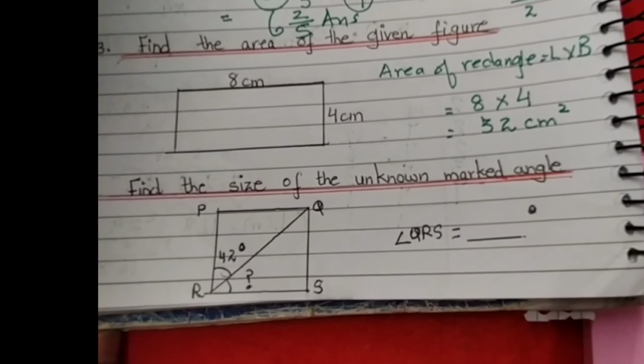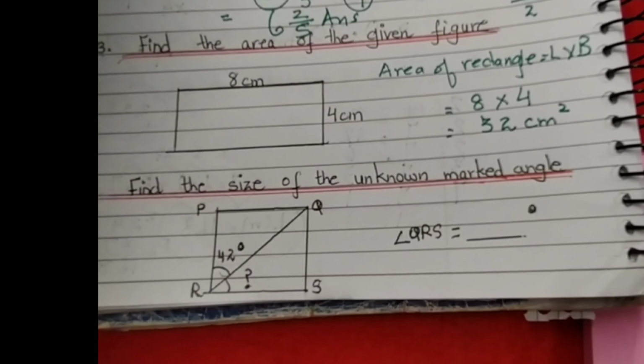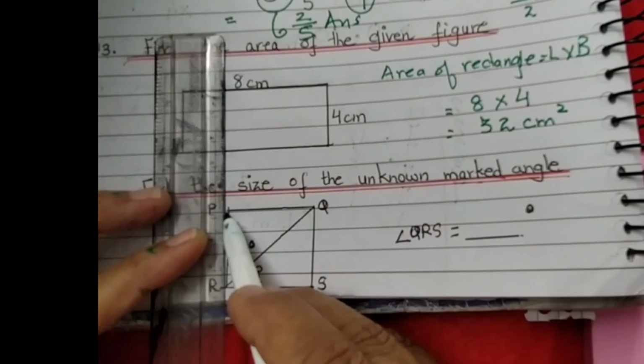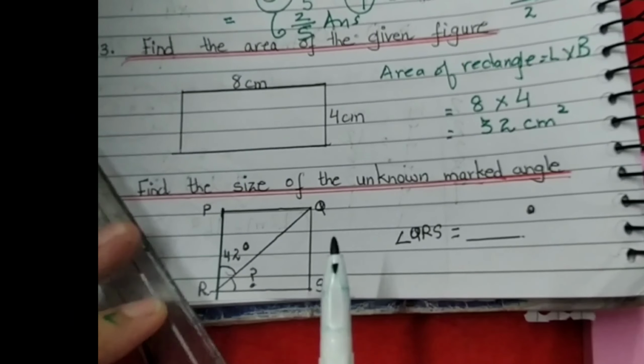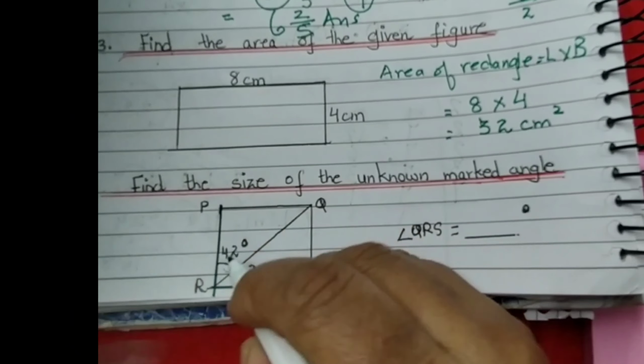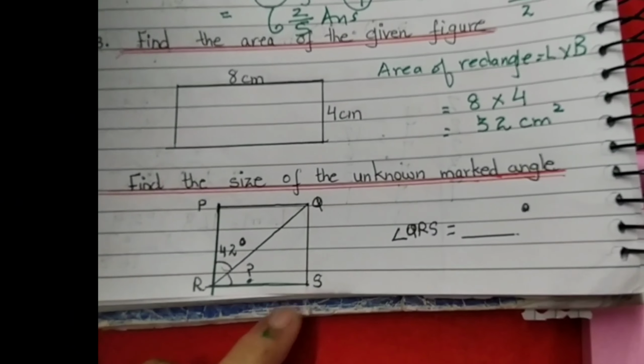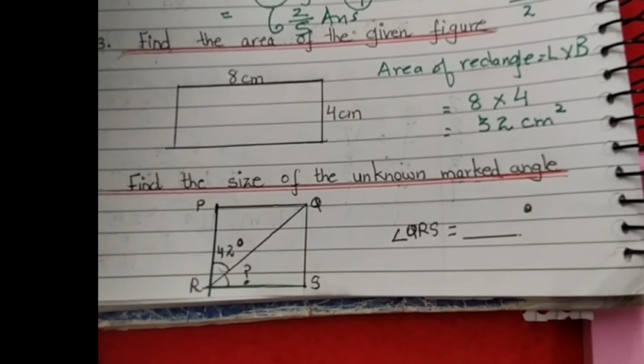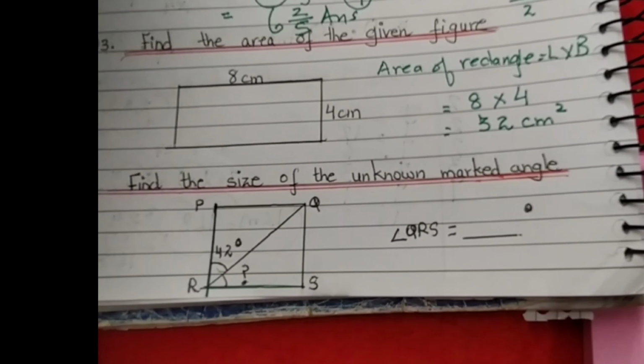Last question is, find the size of the unknown marked angle. Children, you can see this figure. Can you see this figure? I'm going to just make it a little darker for you all to understand. What do you think this angle is called? It's a right angle, and a right angle is equal to how many degrees? A right angle is 90 degrees.